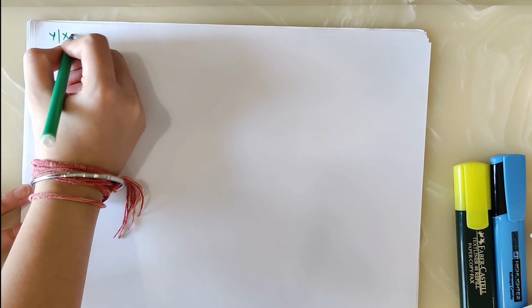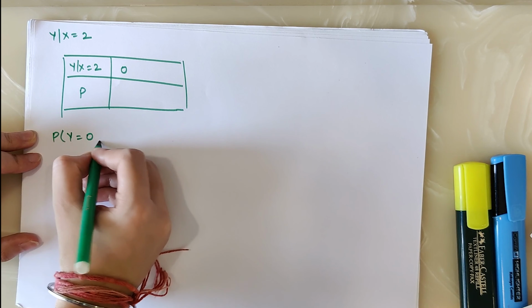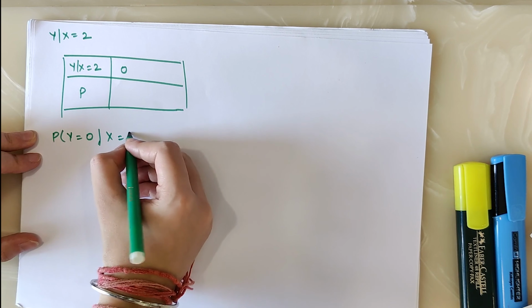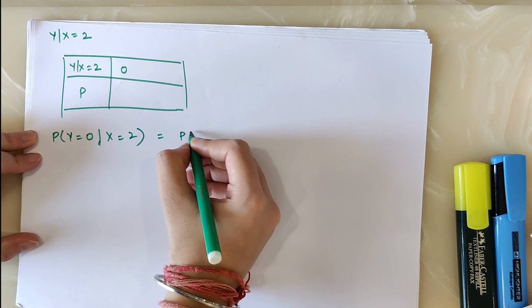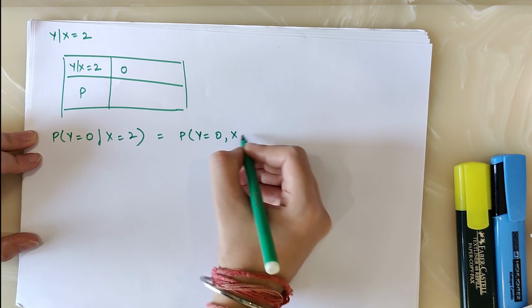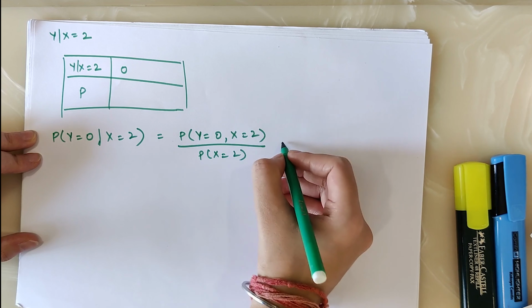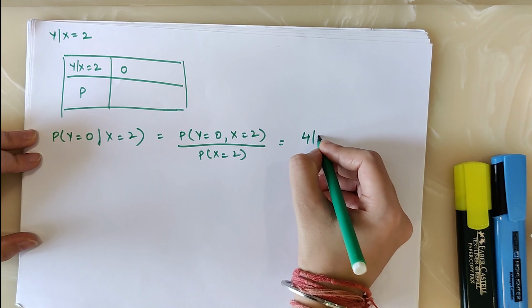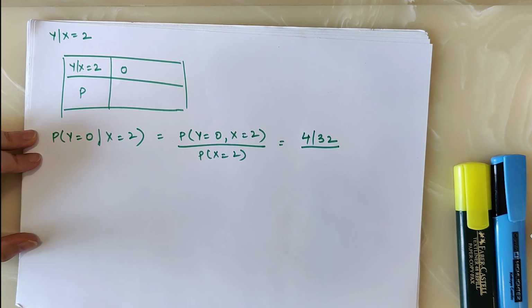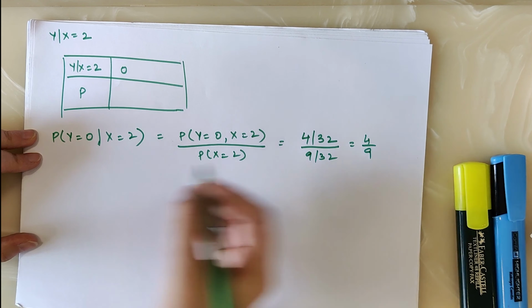For y given x is equal to 2, for y is equal to 0, we have probability y is equal to 0 given x is equal to 2, which is equal to probability y is equal to 0, comma x is equal to 2 upon probability x is equal to 2, which is 4 by 32 upon 9 by 32, which is 4 by 9.